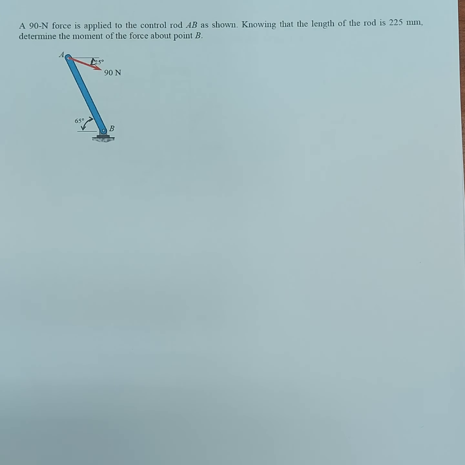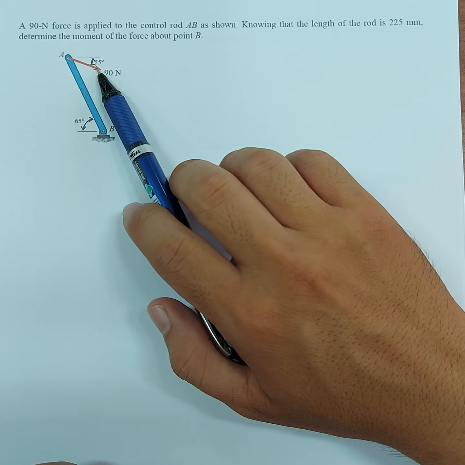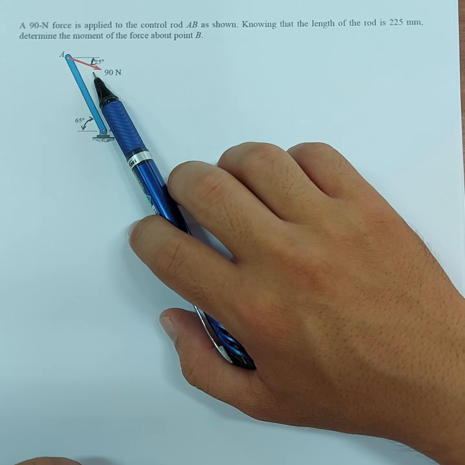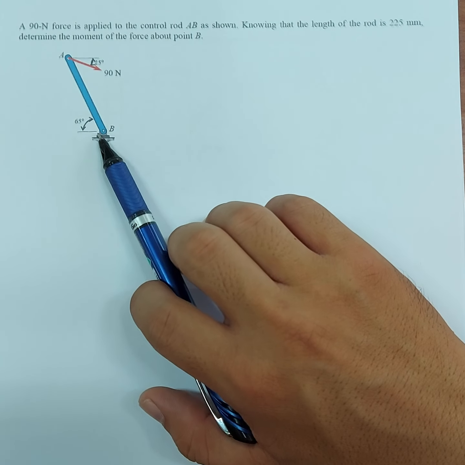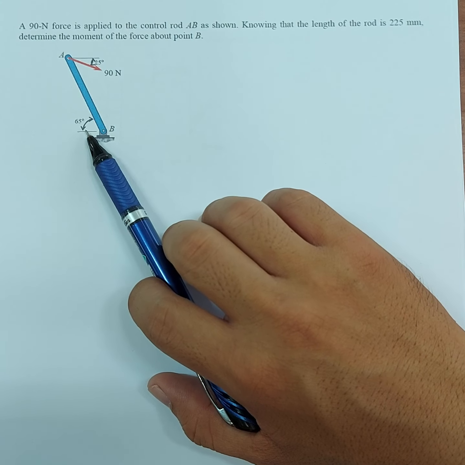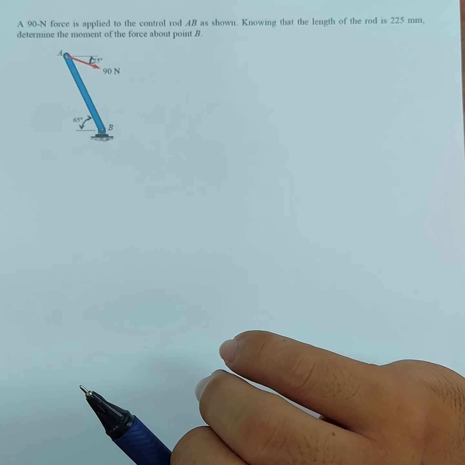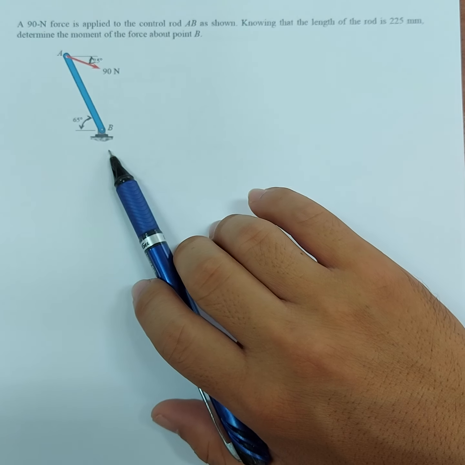A 90 Newton force is applied to the control rod AB, shown. Knowing that the length of the rod is 225 millimeters, determine the moment of the force about point B. So we have this force, 90 Newton force. Meron siyang angle of inclination there. That's 25 degrees. Inclined din yung ating rod at 65 degrees from the horizontal. Okay, we solve for the moment of that force about point B.